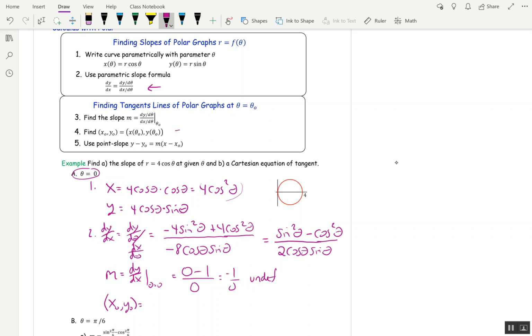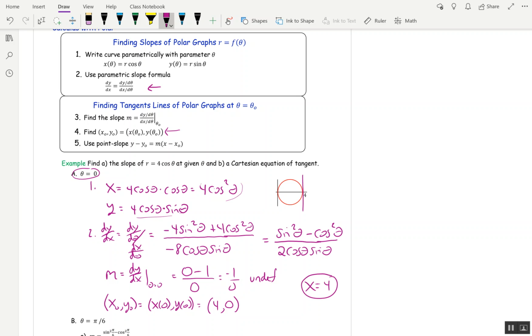Okay, so I'm up here at step 4. Find x of 0, y of 0. Now you've got x and y up in step 1. X is 4 cosine squared theta. So we want 4 cosine squared of 0, cosine of 0 is 1, so that's 4. Then y is 4 cos theta sine theta, sine of 0 is 0, so 0. So I want a vertical line through 4, 0. That's x equals 4. And there it is, x equals 4. And you can see the tangent line is indeed vertical there.